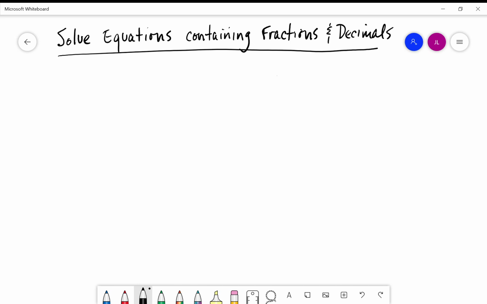Alright, when we have equations containing fractions and decimals, we really are going to use the same procedures we sort of used before, except now we're going to look to clear those fractions. So if we have an equation, let's say x over 3 minus 2 is equal to 1/2 x plus 4. Now, what we'd like to do is clear the fractions here first, and the way we can do that is to take the least common denominator, and the least common denominator between 3 and 2 is 6.